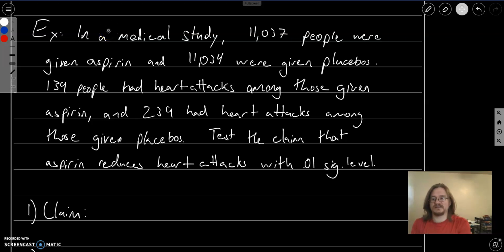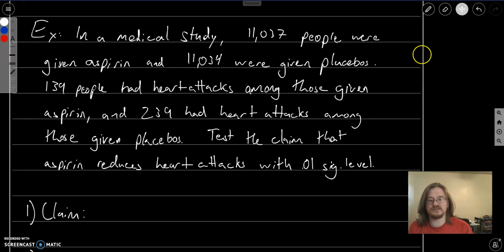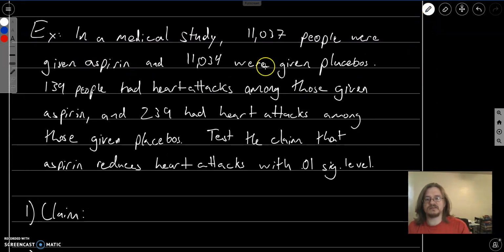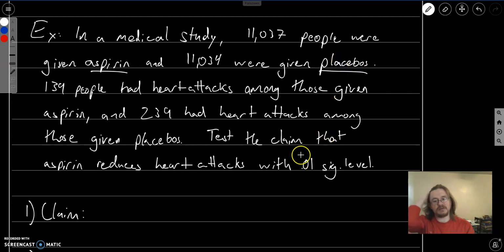Hello and welcome back. Let's do one more example of comparing two populations' proportions. So in a medical study, 11,037 people were given aspirin and 11,034 people were given placebos. And what they're doing is they're seeing how many people would have heart attacks just going about their daily lives.